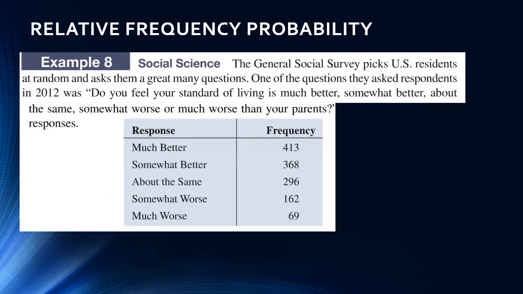All right, let's look at an example. The General Social Survey picks U.S. residents at random and asks them a great many questions. One of the questions they asked respondents in 2012 was, do you feel your standard of living is much better, somewhat better, about the same, somewhat worse, or much worse than your parents? The responses are here below.